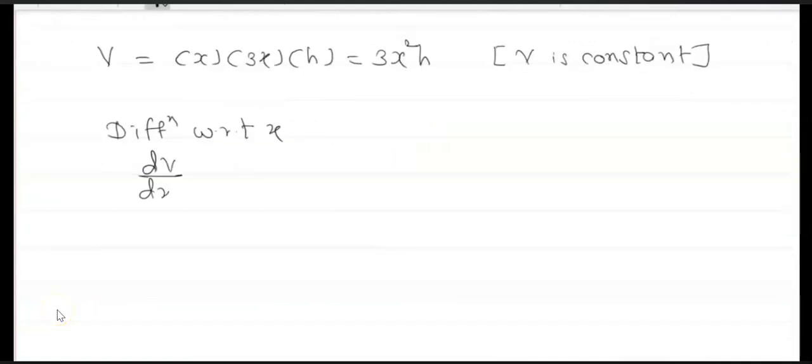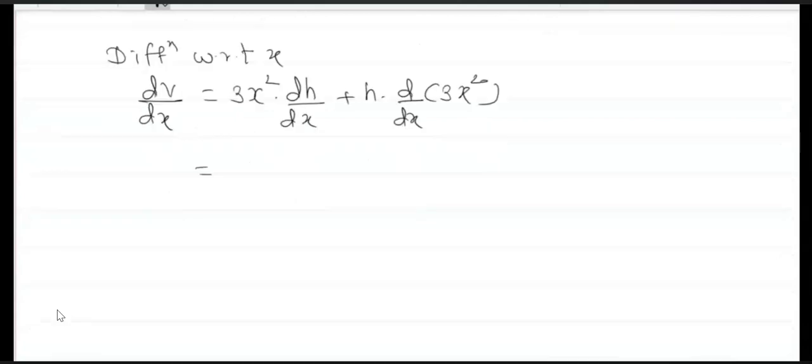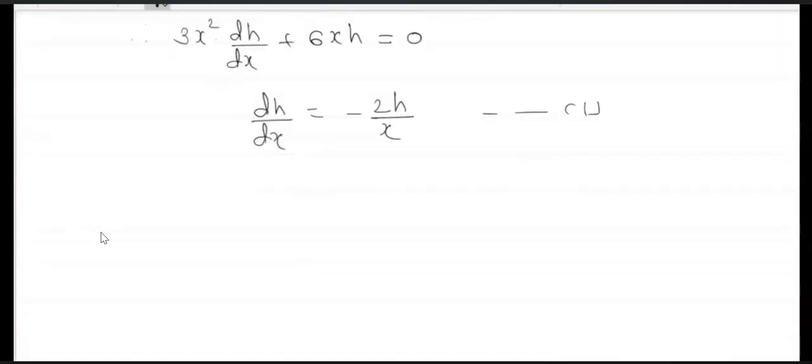Now differentiate this with respect to x. Then you will get dV upon dx equals 3x square into dh upon dx plus h into the derivative of 3x square. That is 3x square dh upon dx plus 6xh, and that equals 0.